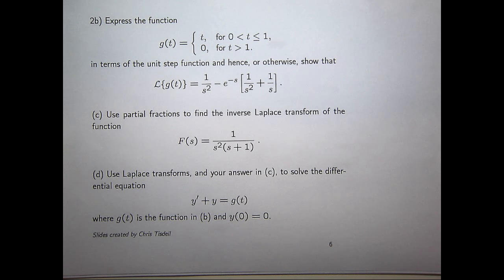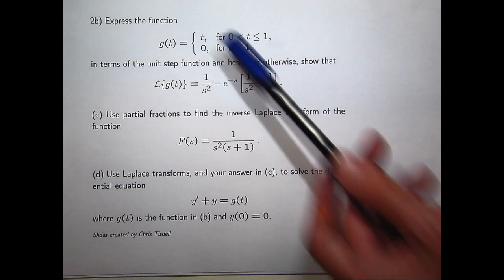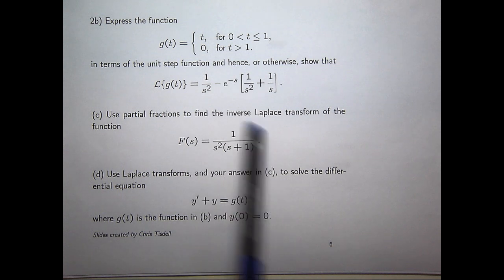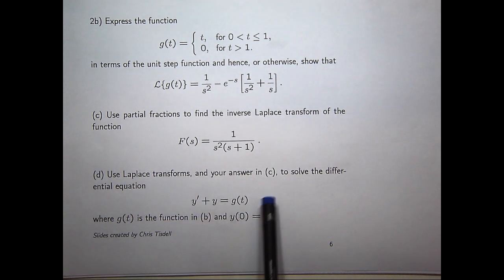Hence or otherwise, we're asked to compute the Laplace transform of g and obtain this representation. Then we're asked to use partial fractions to find the inverse Laplace transform of this. And finally, essentially, we're asked to apply the ideas to solve the differential equation and the initial value problem, I guess, in part D. So what we're going to do is work through this problem systematically. It's quite long, but I'll go through it in a step-by-step process.